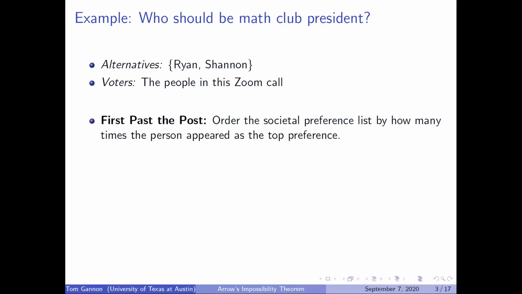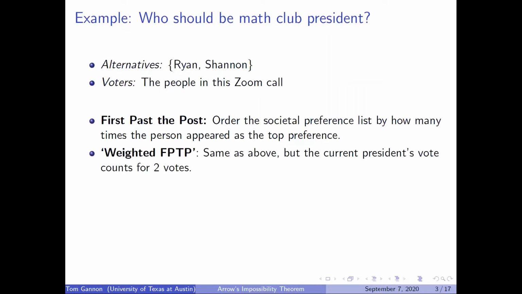We could do what is traditionally known as first past the post. So what we all do is we decide whether we want Ryan or Shannon to be president, and then for argument's sake, we put the other person below that in our personal preference list. We submit them, and then the societal preference list is given by how many times the person appeared as the top preference. And there might be ties in the output list. It could be that they got the same number of votes. But even when there are two alternatives, there are many other ways we could choose, right?